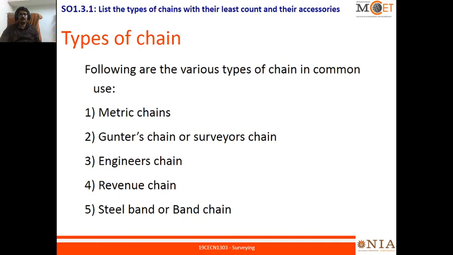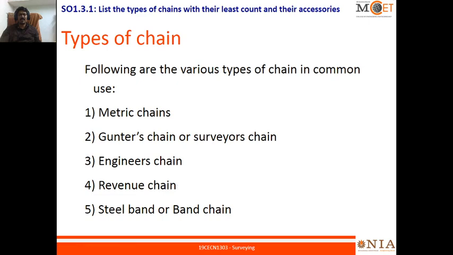So now we come to the types of chain. The following are the various types of chain. First is the metric chain. Already I have explained about the 20 meter and the 30 meter chain. Predominantly we use this in our laboratory, and major works nowadays also use the metric chain, for the SI unit. But there are some other chains available: Gunter's chain or surveyor's chain, engineer's chain, revenue chain, steel band or band chain, right? This revenue chain is still in practice till now.